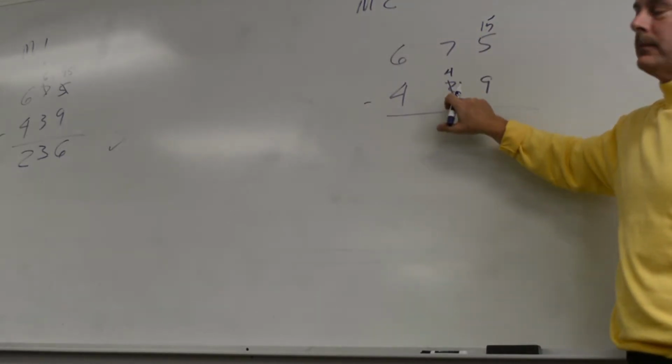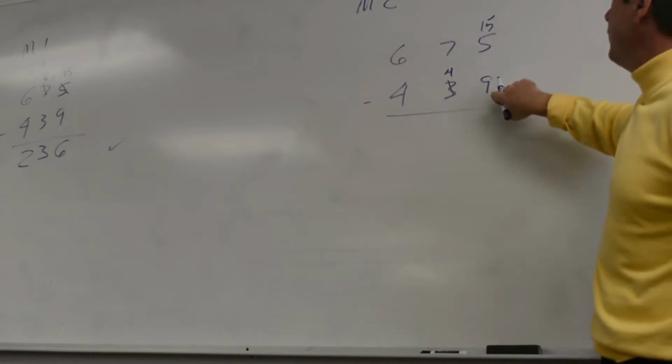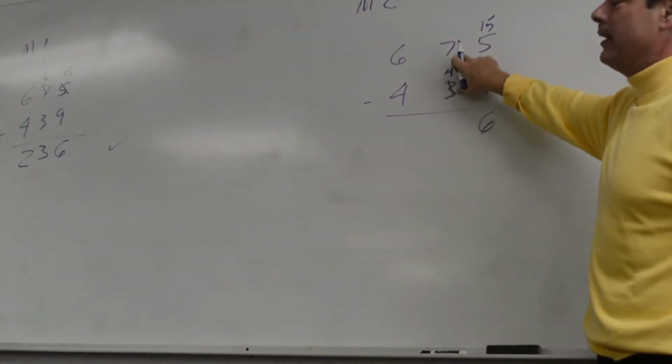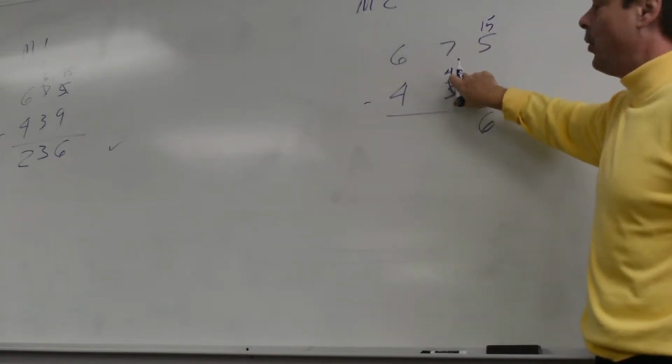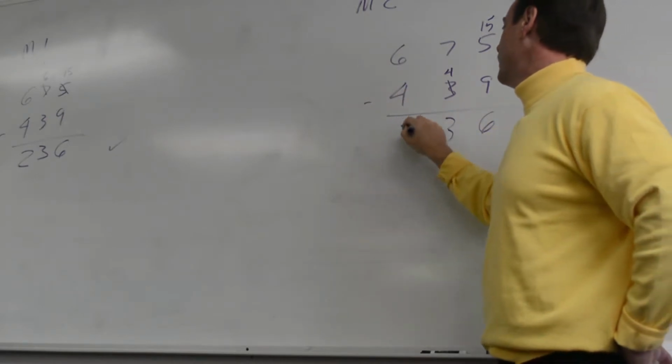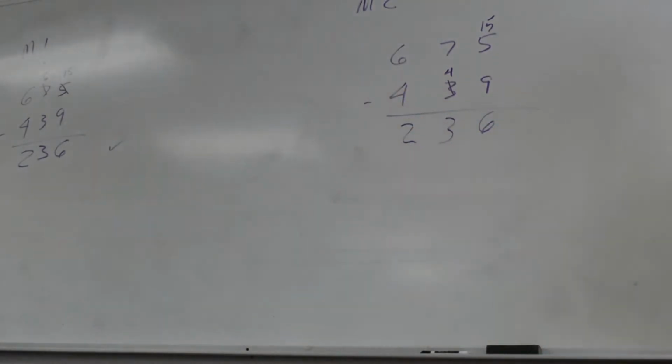All right, now we subtract away. 15 minus 9 is 6. Now this is no longer 7 minus 3, it's 7 minus 4, which gives you 3. 6 minus 4 is 2. You get the same answer. Give it a minute to digest, you'll get it.